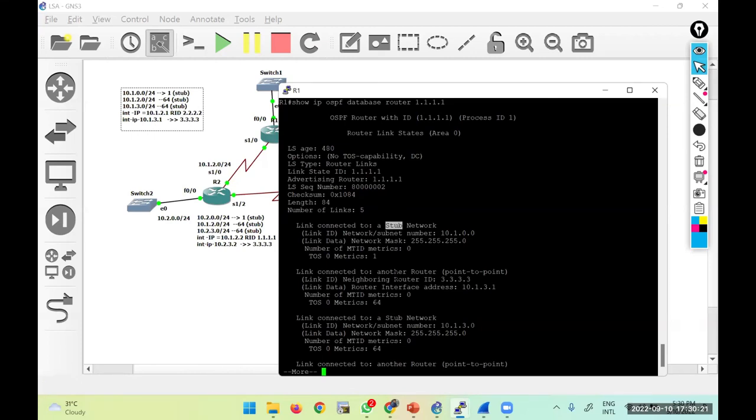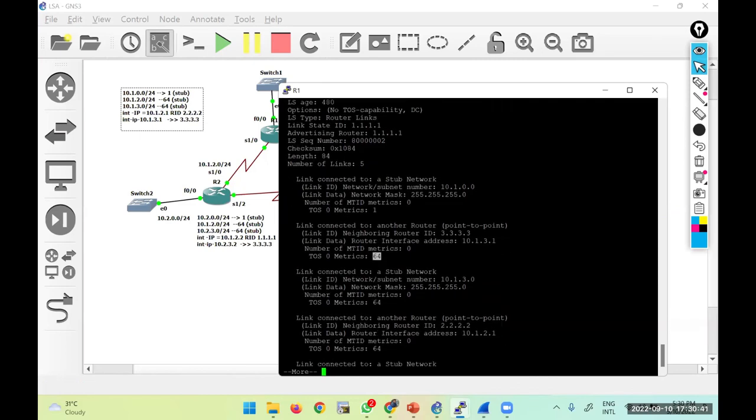Another one is point to point, that is connected to 10.3.3, and the interface IP is 10.1.3.1. And the cost for this network is 64, as it is serial. And also we have the same network, 10.1.3.0/24, and the metric is 64, meaning the cost is 64, and the subnet mask is /24.